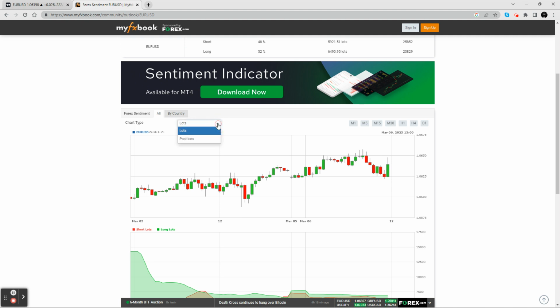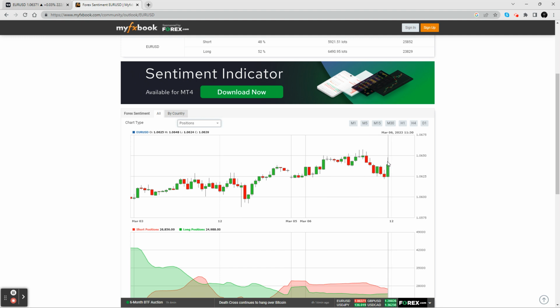You've got your lots and you have your positions. Your lots is basically how many lot sizes are out there. Now, if you hover over this candle right here, I want you to look at this area. You see you got 6,325 shorts, and then you got 6,975 long lots. I like to look at positions.